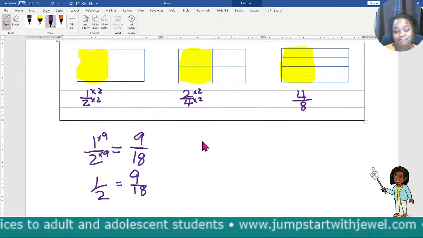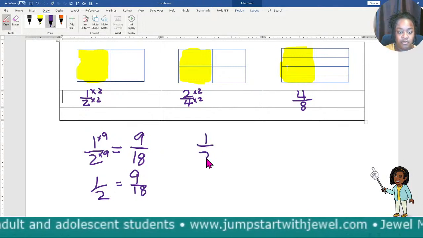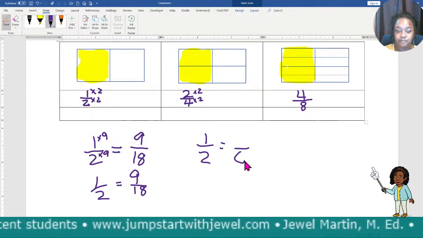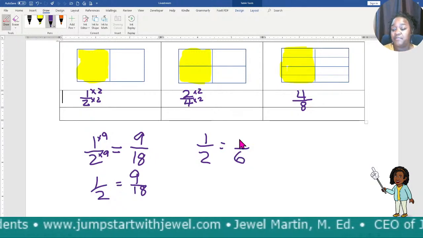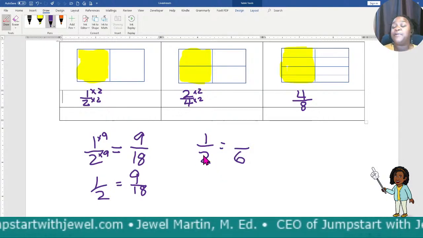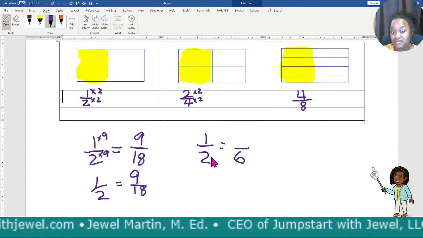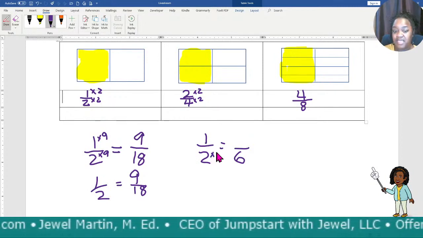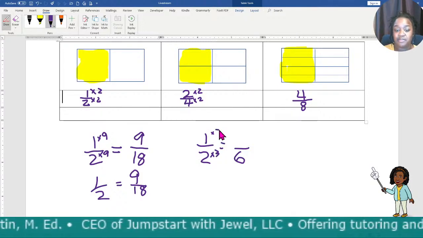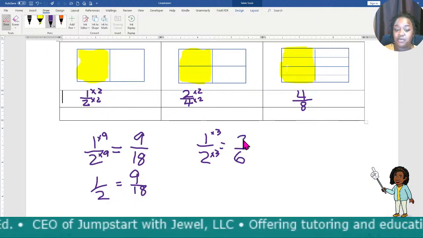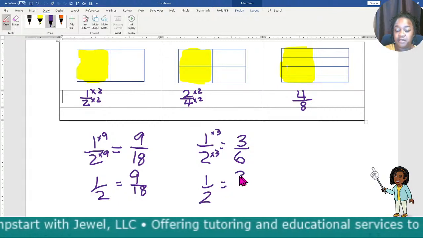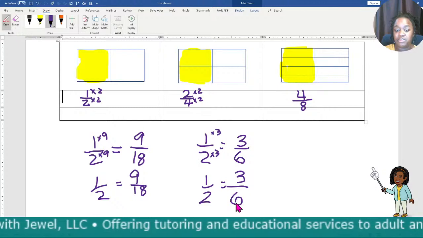Another one, and you'll see these as well: 1/2 equals blank over 6. Same thing, you have to locate the new numerator. What number do you multiply 2 by to get 6? 2 times 3 is 6. So whatever you do to that denominator, you now do to the numerator. 1 times 3 equals 3. So 1/2, in this particular example, is equal to 3/6.